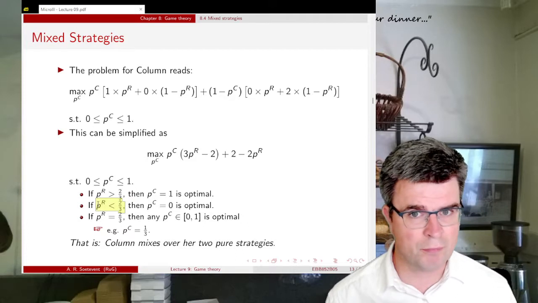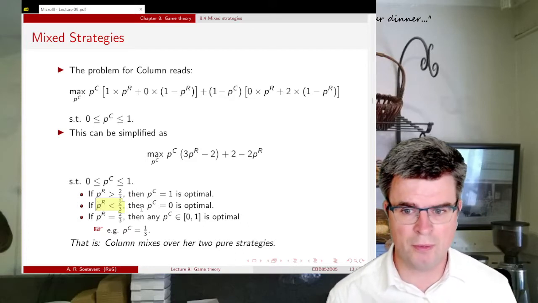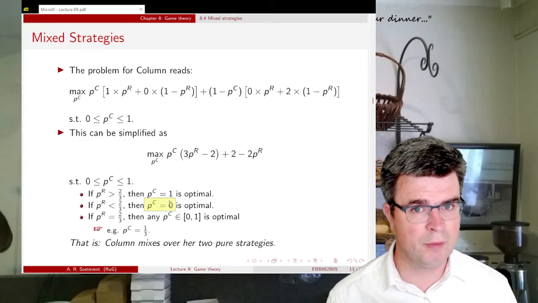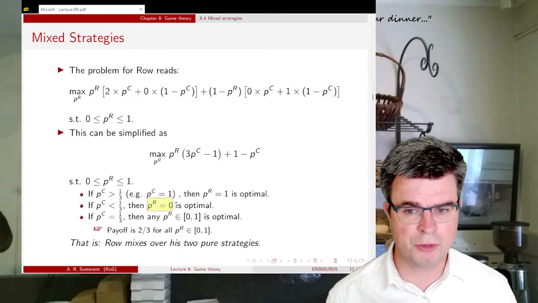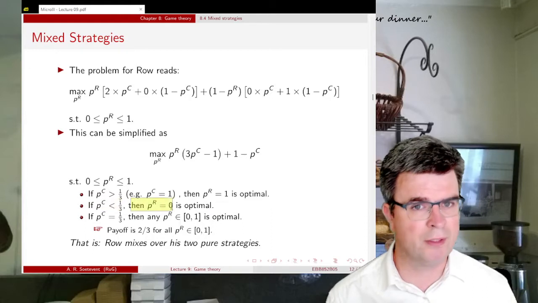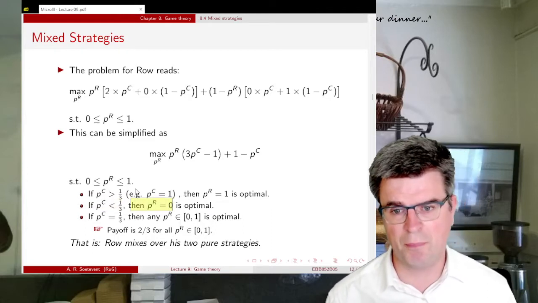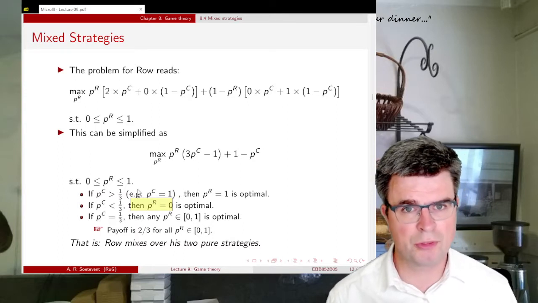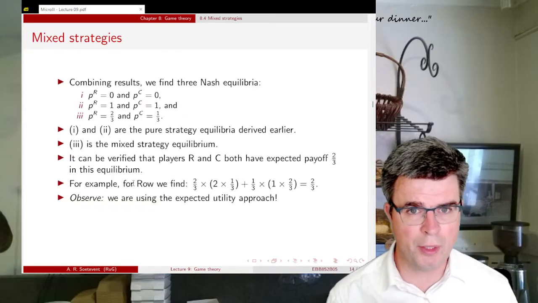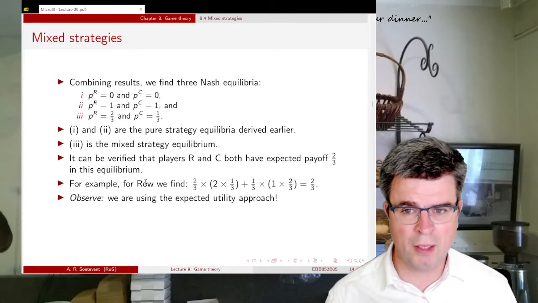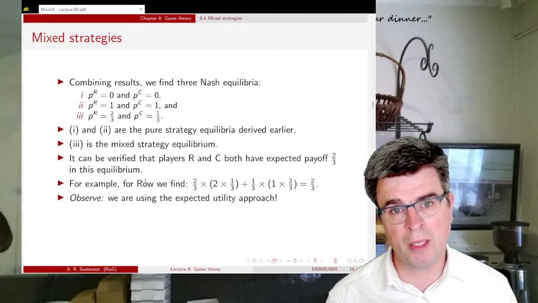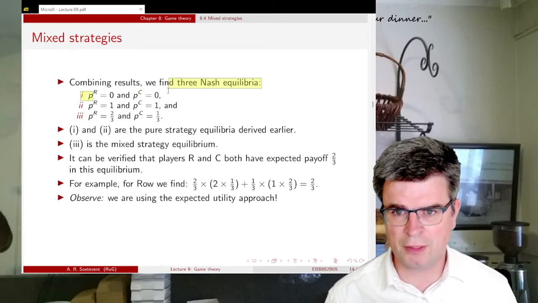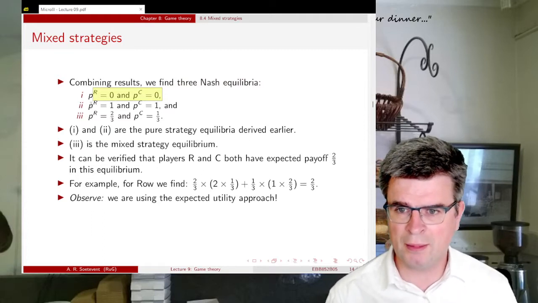If PR is smaller than 2/3, so say 0, then it's optimal for column to play PC 0 as well, and vice versa. If the column player chooses PC is 0, then for the row player it's optimal to choose PR is 0. That is the first equilibrium in pure strategies. So we already knew it from the start, but it now also follows from our solution method where we allow for mixed strategies. Also the pure strategy equilibria, they roll out automatically.